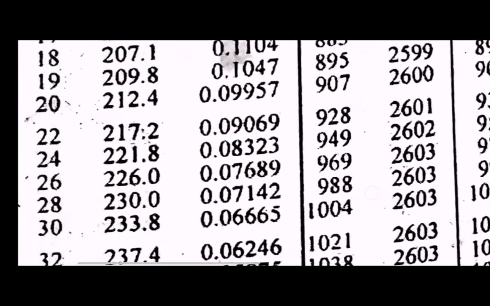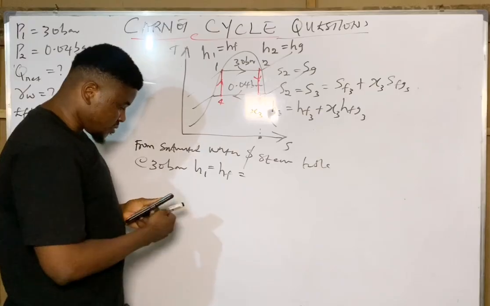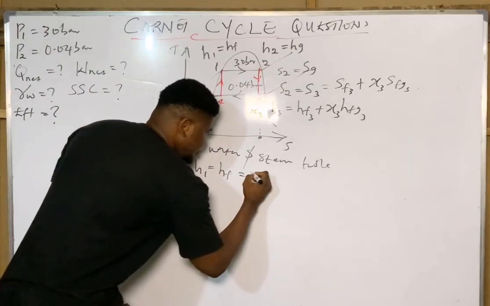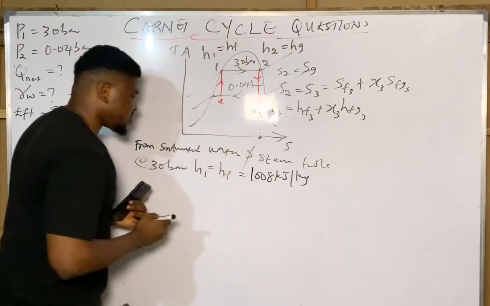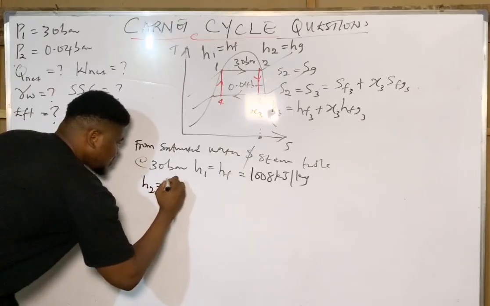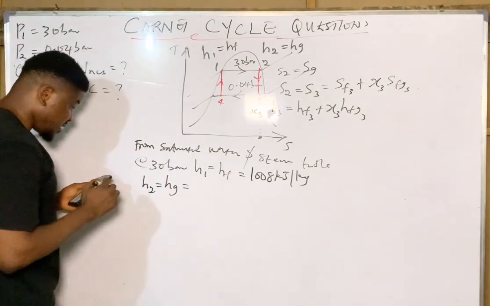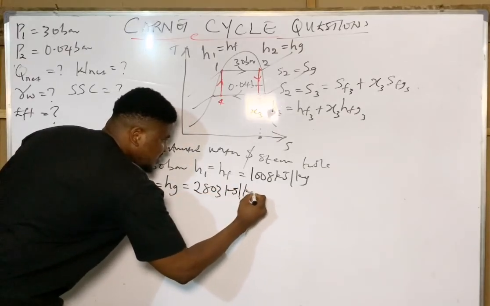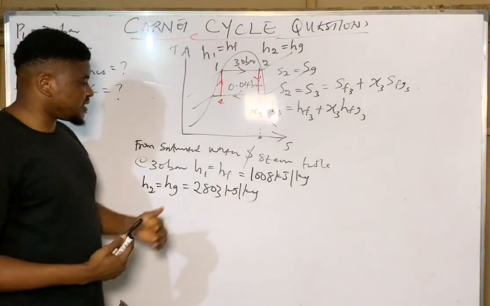So let's trace down once again to make sure it corresponds to 30 bar. As can be seen, it corresponds to 30 bar. So corresponding to 30 bar, H1, which is Hf, is simply 1008 kilojoules per kilogram. So this is our H1. Also from here we find our H2. H2 is going to be equal to Hg, still under 30 bar, and that gives us 2803 kilojoules per kilogram.